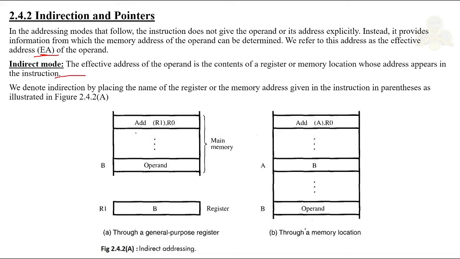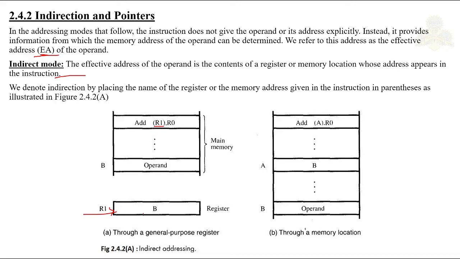For example, if we have the instruction add (R1), R0, remember we have parentheses over here. This represents the indirect addressing mode. This parenthesis represents indirect addressing mode. Here you have R1 inside the brackets. Whenever this instruction is getting executed, the processor will understand this is an indirect addressing mode. The processor first goes to this register, it goes to register R1. Now what is the content of register R1?